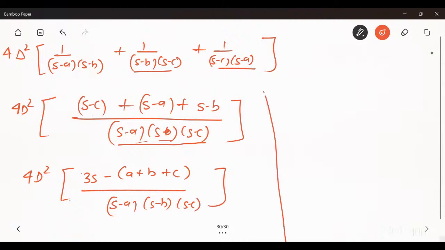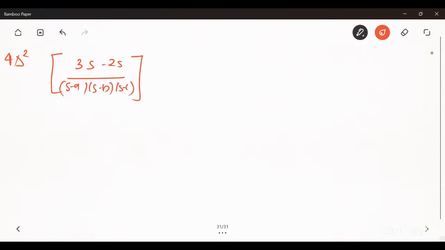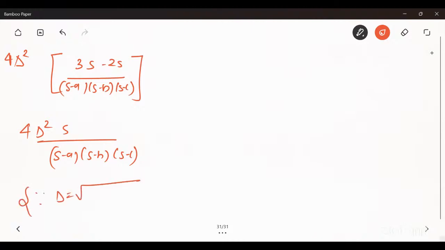So you will get the value 4 delta square, 4 times of delta square 3S minus 2S upon S minus A, S minus B, S minus C. So 3S minus 2S is S. So 4 delta square S upon S minus A, S minus B, S minus C. And we know that delta is equal to under root of S, S minus A, S minus B, S minus C. So that was the value of delta.